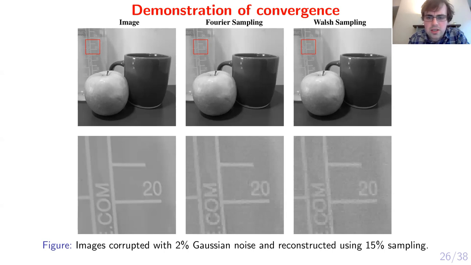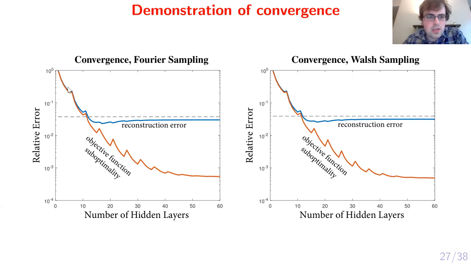But you can also look at the convergence in terms of the number of layers. Here in red, I have the convergence of the objective function, the square root lasso objective function. So you can see you get exponential convergence until you hit this barrier due to the delta term. The blue shows the reconstruction of the image. This is for Fourier, and this is for binary sampling.